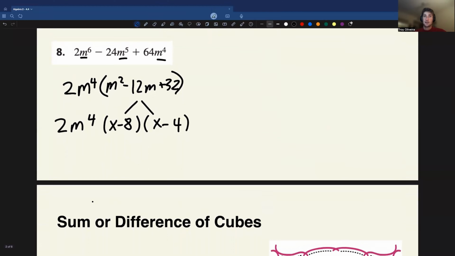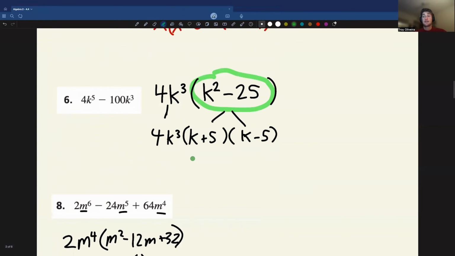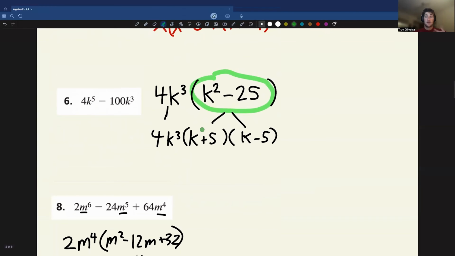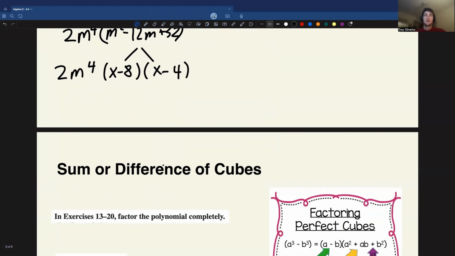Okay, next we're going to talk about something called a sum or difference of cubes. So we quickly covered a difference of squares up here, right? So k squared minus 25, that we would call a difference of squares because it's two perfect squares that are being subtracted, meaning a difference. However, we also have a special pattern that we can detect when there is a difference of cubes or even a sum of cubes, meaning perfect cubes.